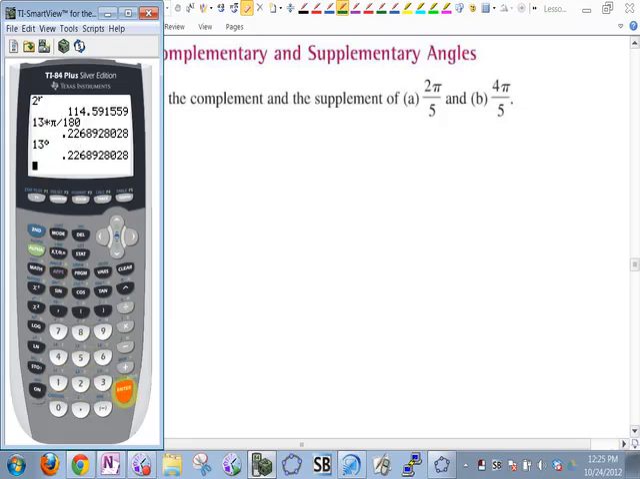Got it yet? They've just done it two different ways. Oh. Just multiply by pi, divide by 180. That's all you got to do. To convert to radians, multiply by pi, divide by 180.